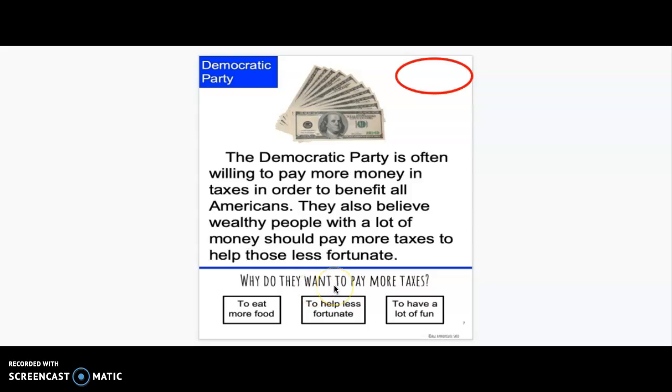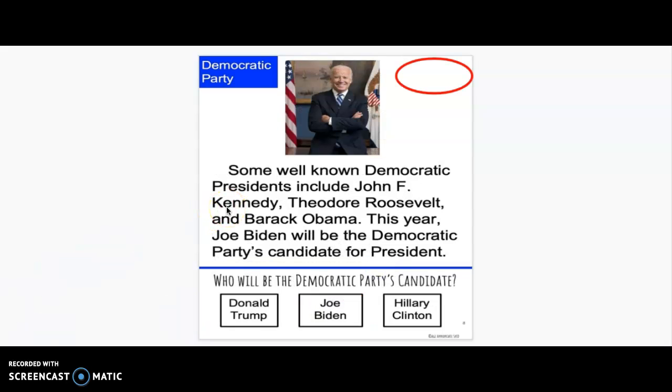Why do they want to pay more taxes? Is it to eat more food, to help the less fortunate, or to have a lot of fun? Go ahead and have your teacher pause the video and each of you give your answer. That's right. So why do they want to pay more taxes? To help the less fortunate. All right, let's keep reading about the Democratic Party.